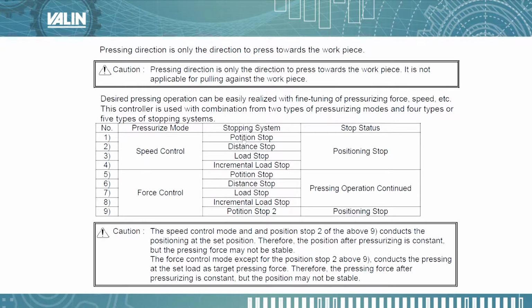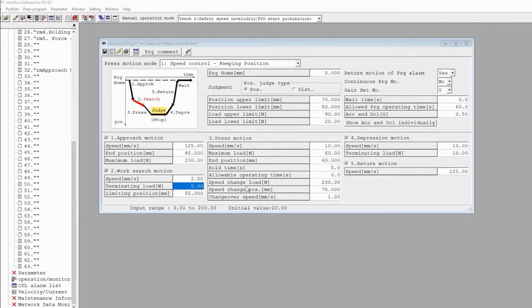So if I do a speed control position stop or a force control position stop, both of those modes are going to have the actuator move to the target position before it stops. So these modes are kind of duplicated. In previous videos, we showed an introduction to the software, and another video explains each of the program motion steps. In this video, I'm going to focus on the speed control keeping position.